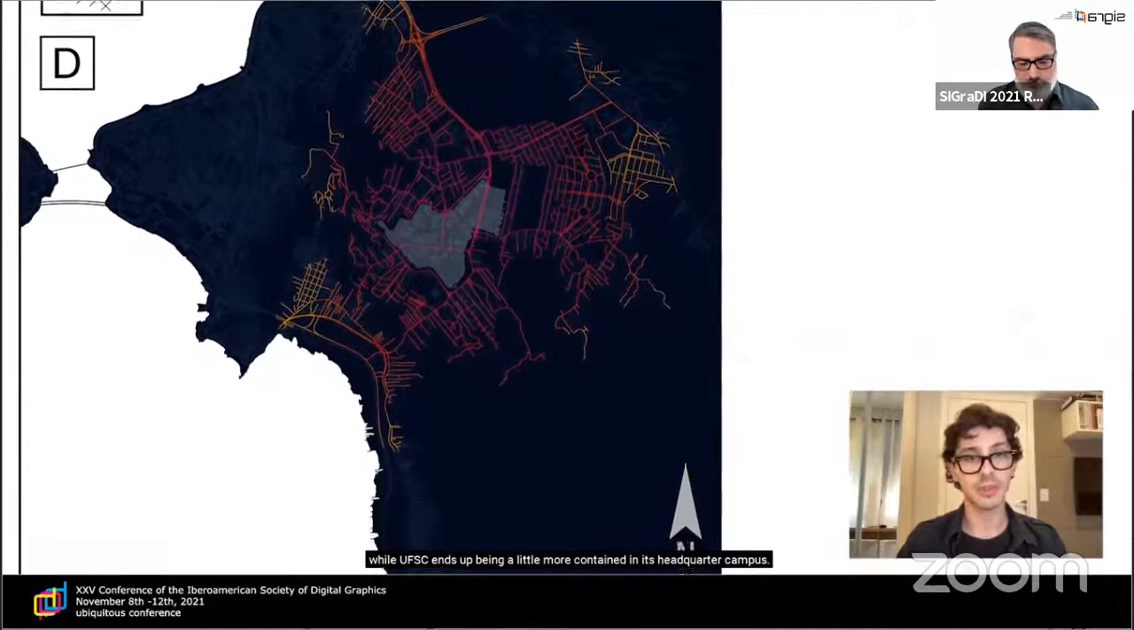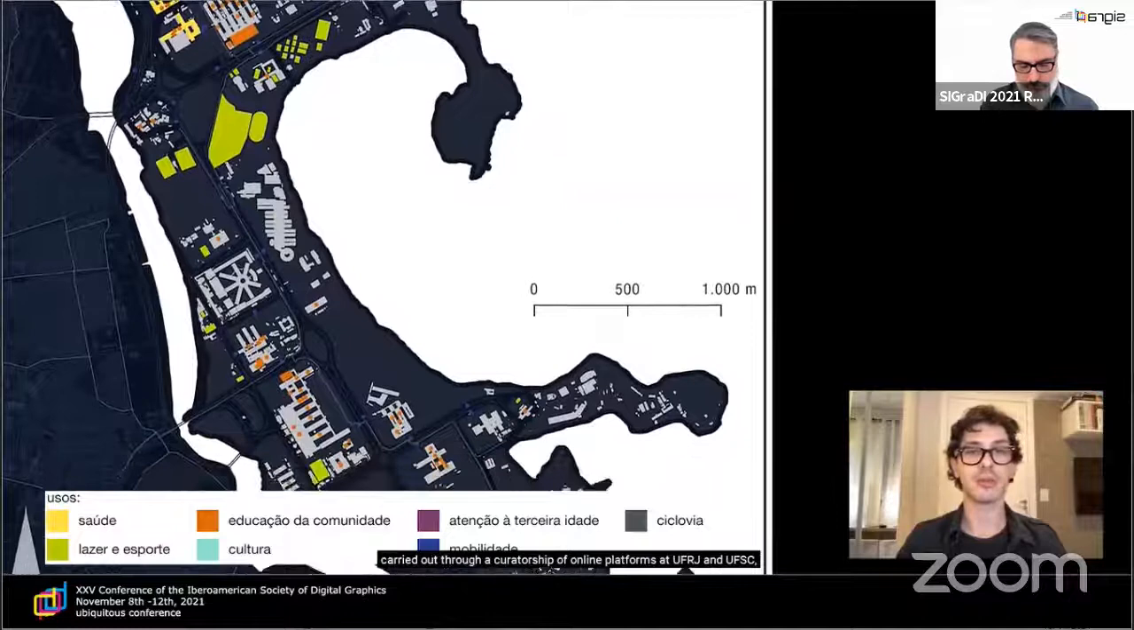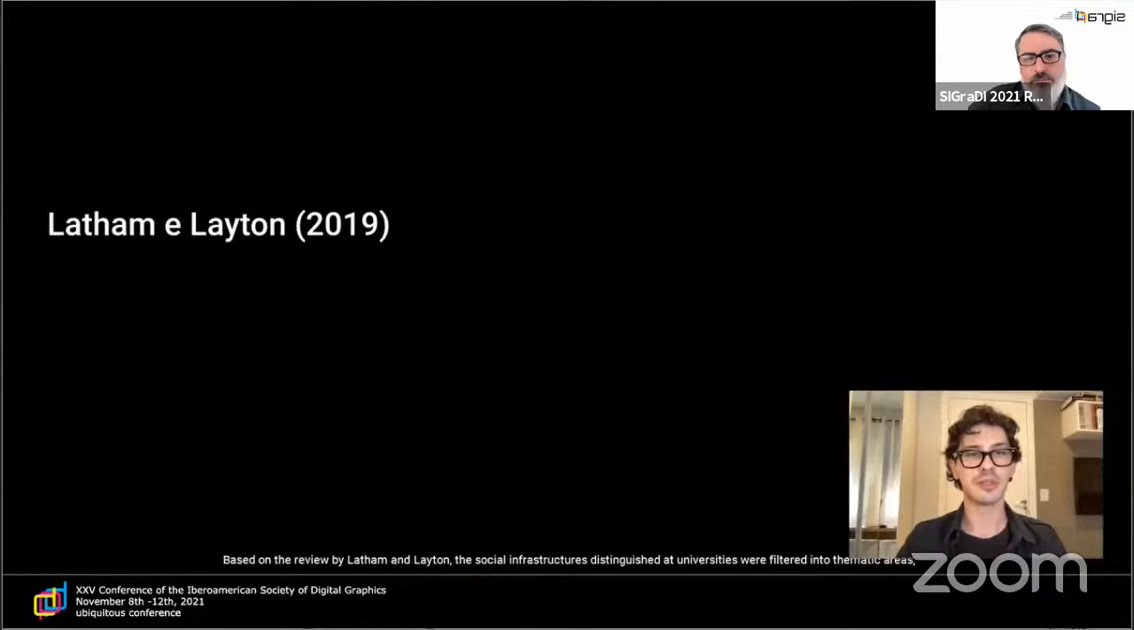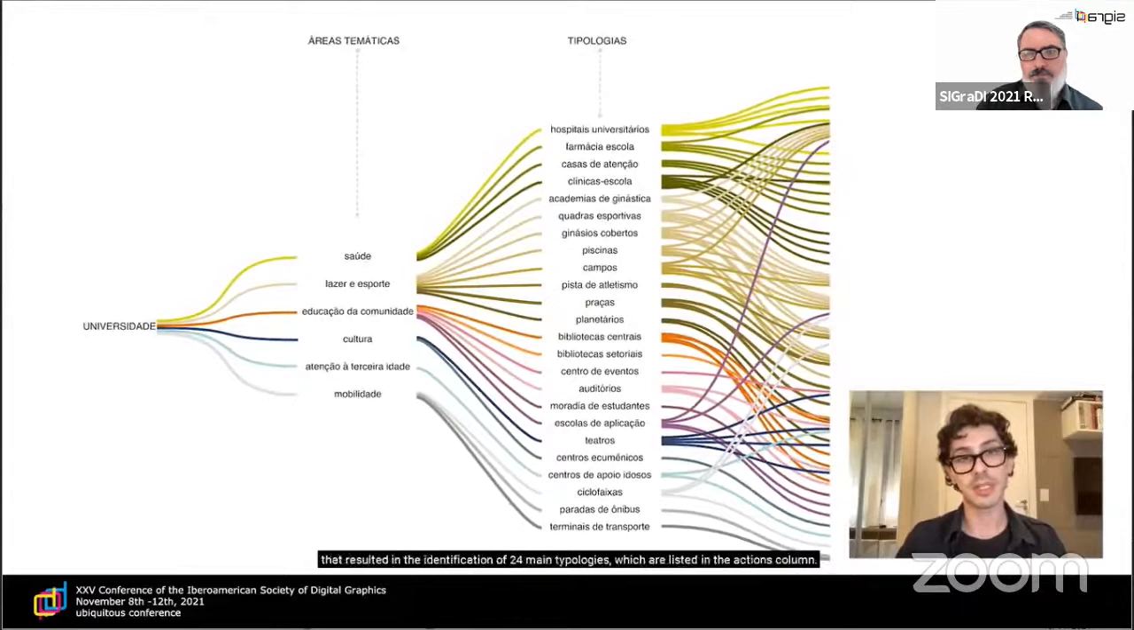O segundo estudo constitui uma avaliação qualitativa das infraestruturas sociais e suas derivações, feitas através de uma curadoria das plataformas online da UFRJ e da UFSC, avaliando ensino, pesquisa e projetos de extensão, além dos seus planos institucionais. Amparados na revisão de Leighton Meillet, as infraestruturas sociais distinguidas nas universidades foram filtradas em áreas temáticas, que podem ser acompanhadas na coluna de tipologias. Em seguida, consideramos os lugares que abrigam essas categorias, adotando uma separação tipológica que resultou na identificação de 24 tipologias principais, que estão listadas na coluna de ações.